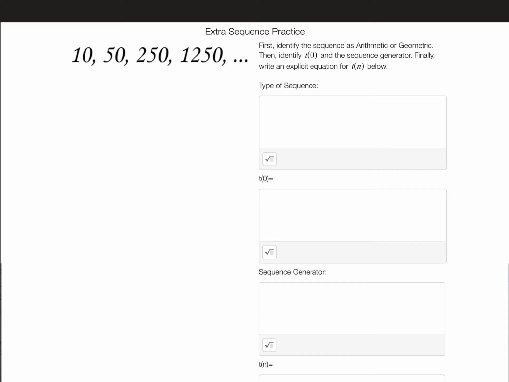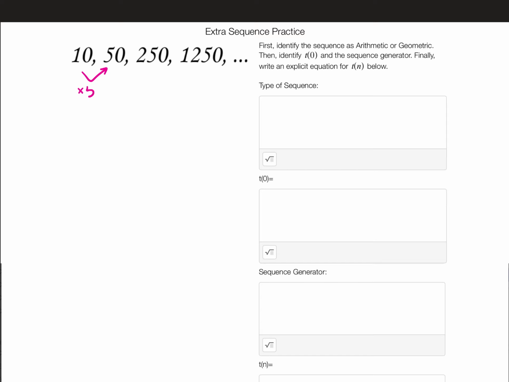Okay, next up, first identify whether it's arithmetic or geometric. So it doesn't look like we're adding the same thing each time, because if we were, I add 40 here, that doesn't give me the same thing here. So we're not adding the same thing every time.